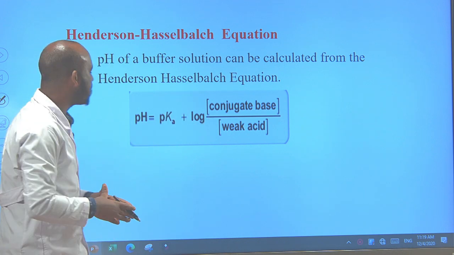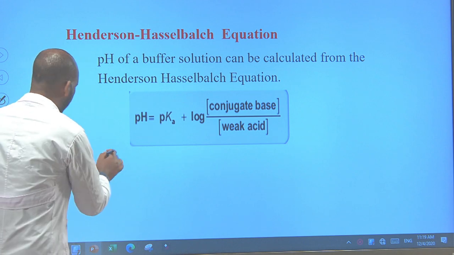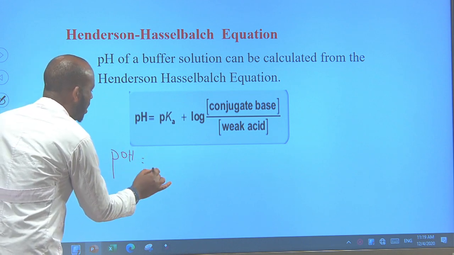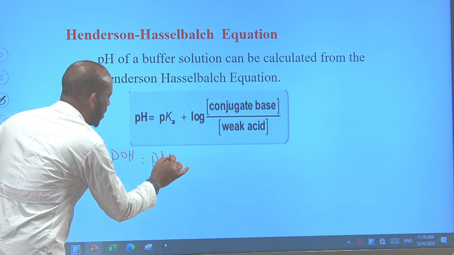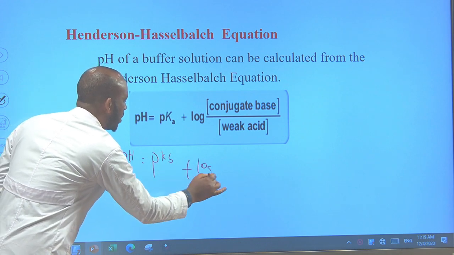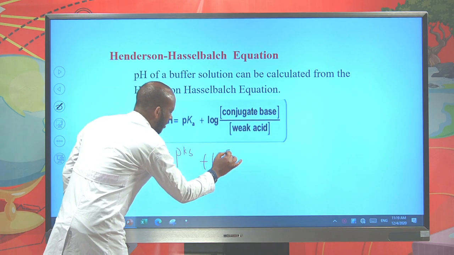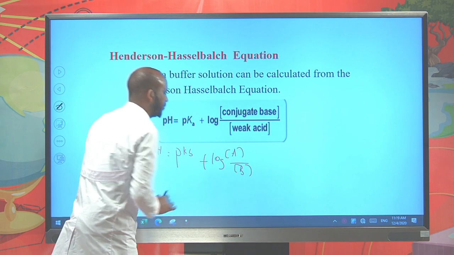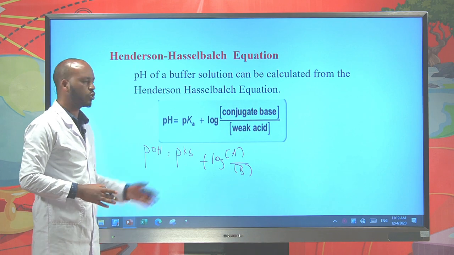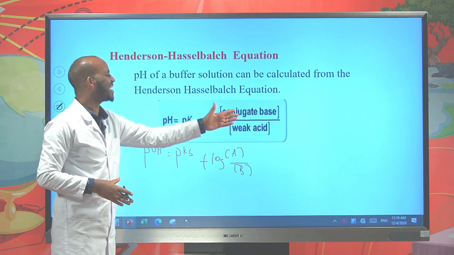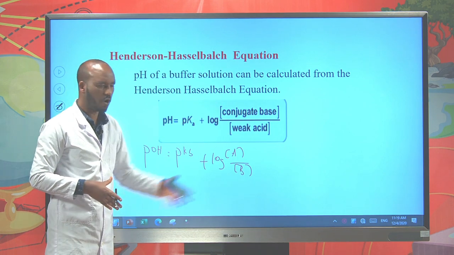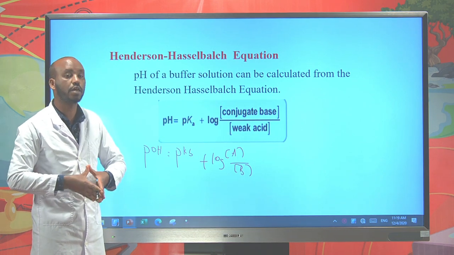For a basic buffer solution, pOH equals pKb plus log of the acid concentration divided by the base concentration. This is for a basic buffer solution. The equation is known as the Henderson-Hasselbalch equation.